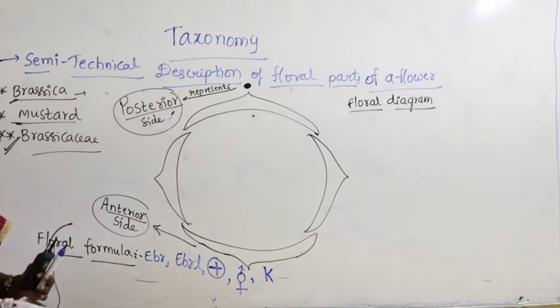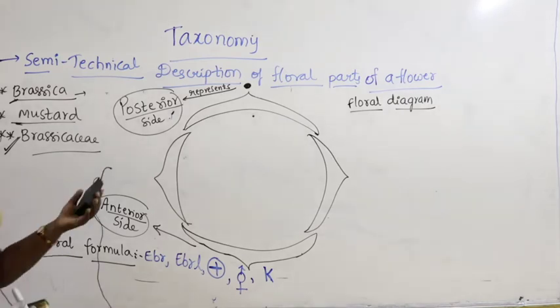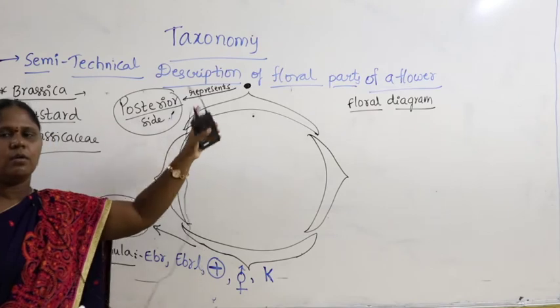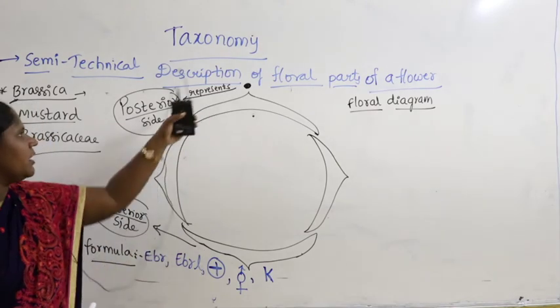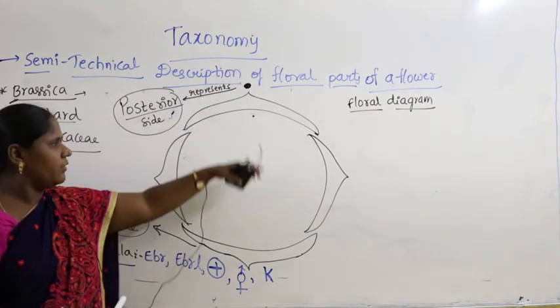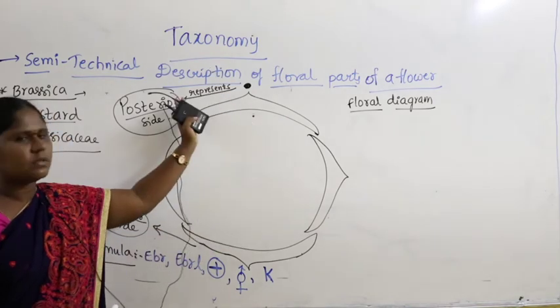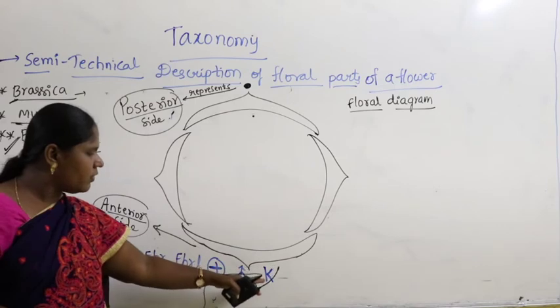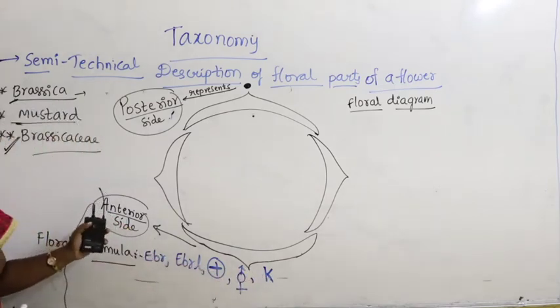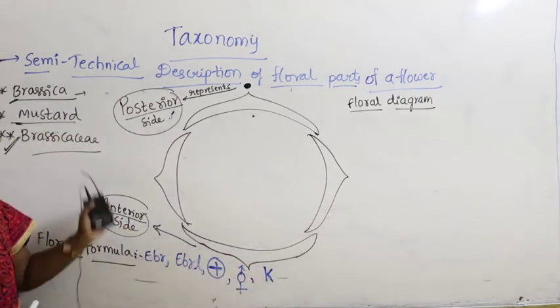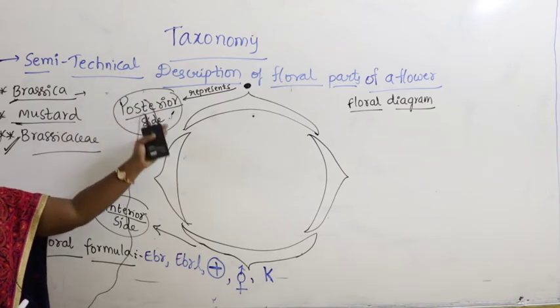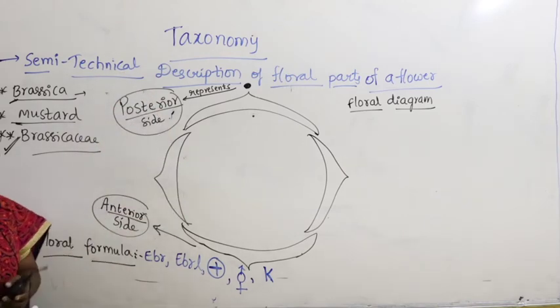If you look above the floral diagram, we kept the dot, or we can simply write a circle, that represents the posterior side. This is the flower. For this flower, this is the posterior side, that is towards the mother axis, and down the floral diagram is automatically represented as the anterior side. Obviously, if one is the posterior side, the opposite one is the anterior side.